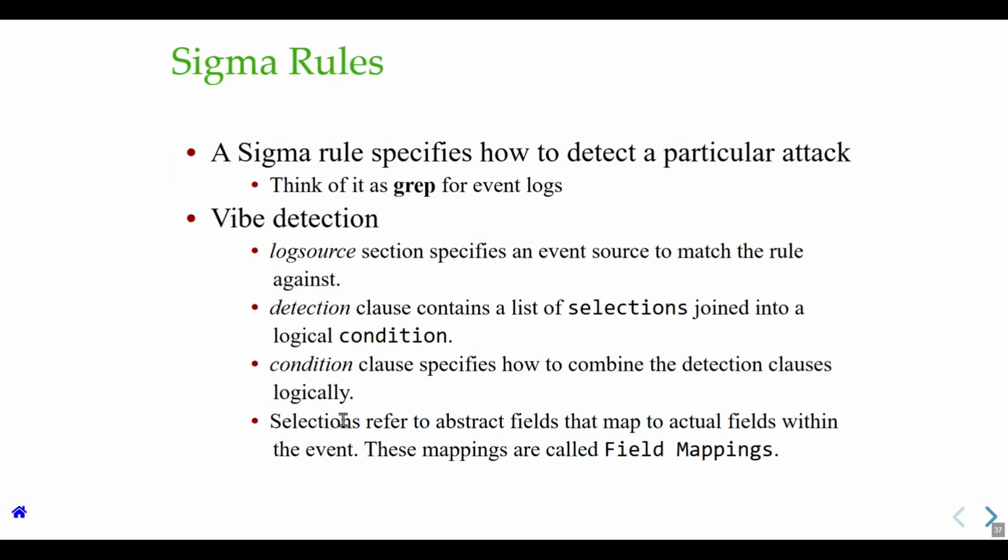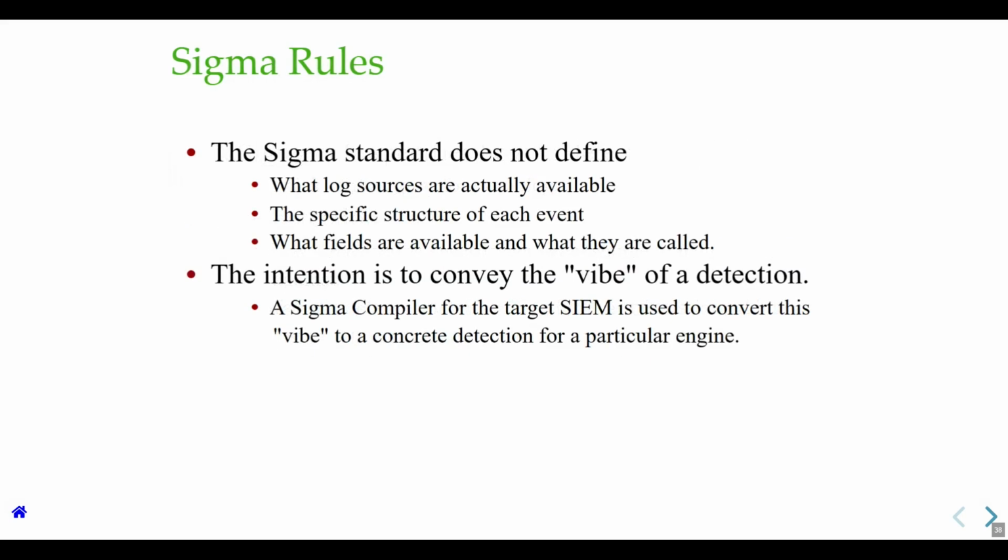The important thing here is that it's all very abstract and it doesn't really map to an actual field in the event. As we've seen before, the events may look different because the data structure is different. We also don't define what log sources are actually available. Are we even collecting process creation events? We don't know. It really depends on the stack and whether we've configured it.